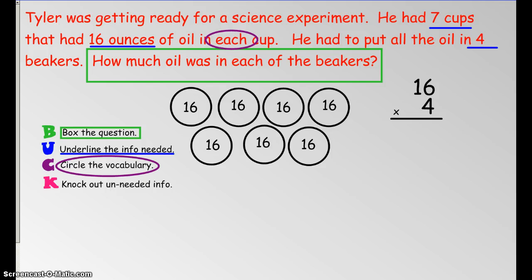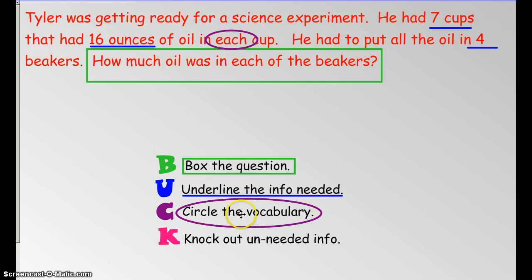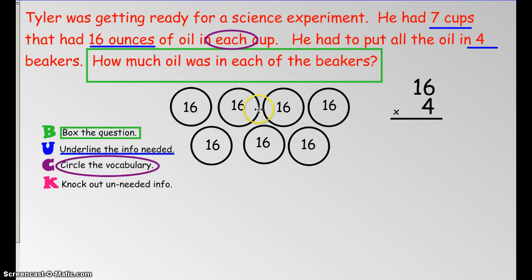Okay, in that problem, I don't need to knock out any information. There's nothing extra in this problem. So my next step is I'm going to draw a picture. Here are my 7 cups, and there's 16 ounces in each cup. So I've got to find out how much is that.